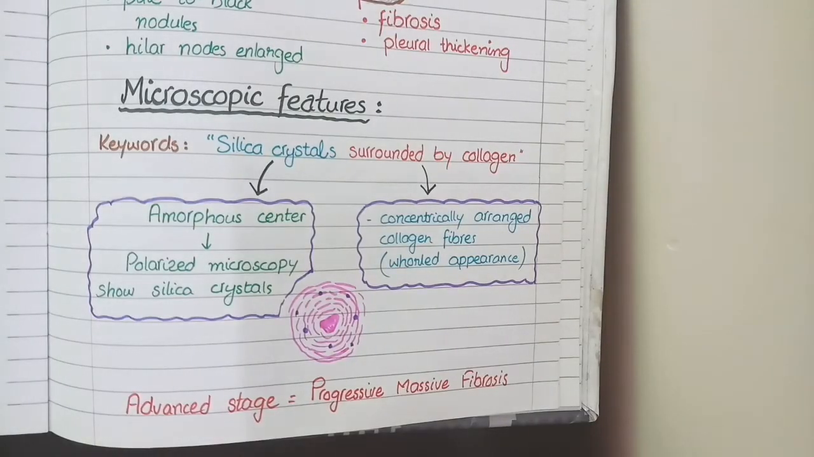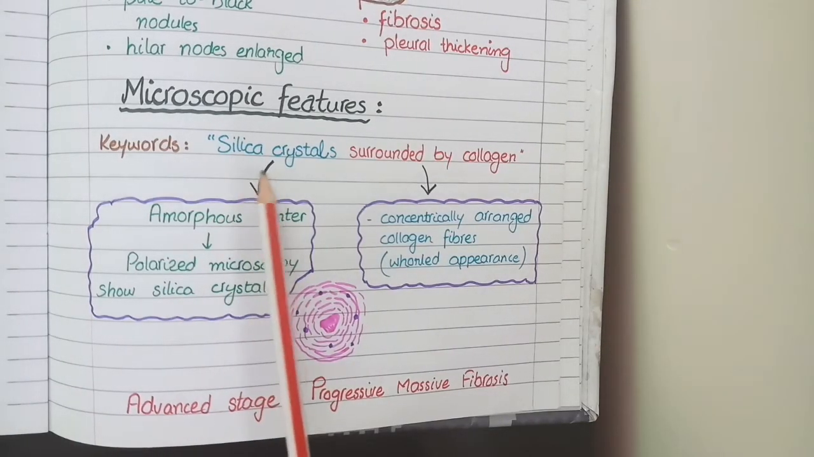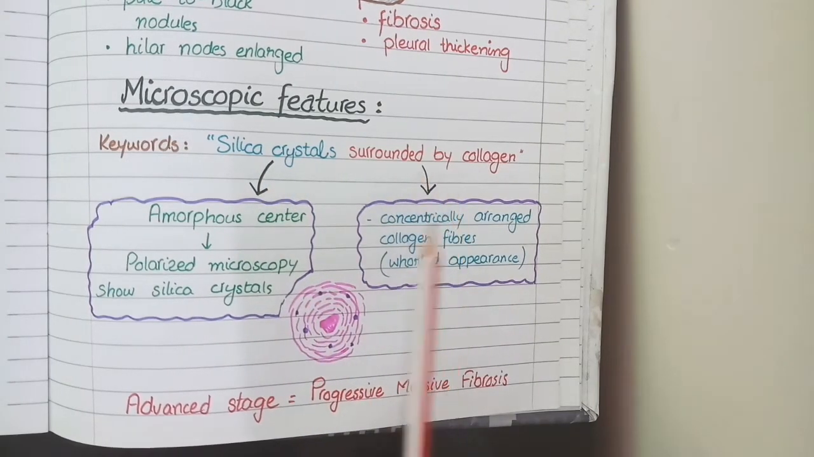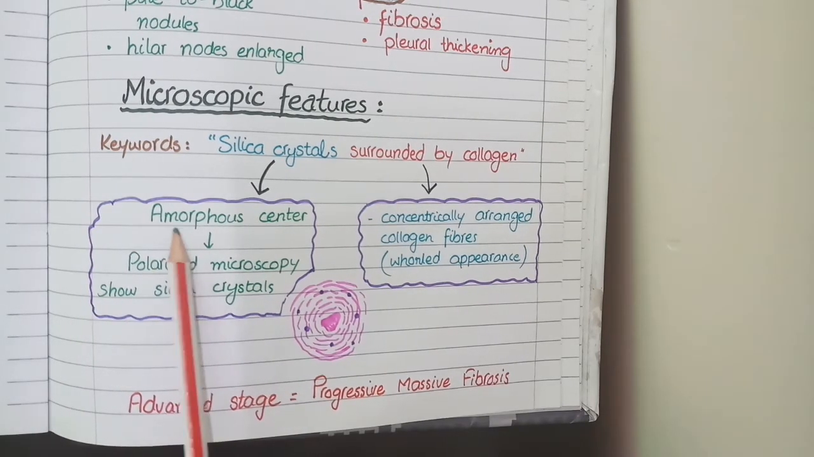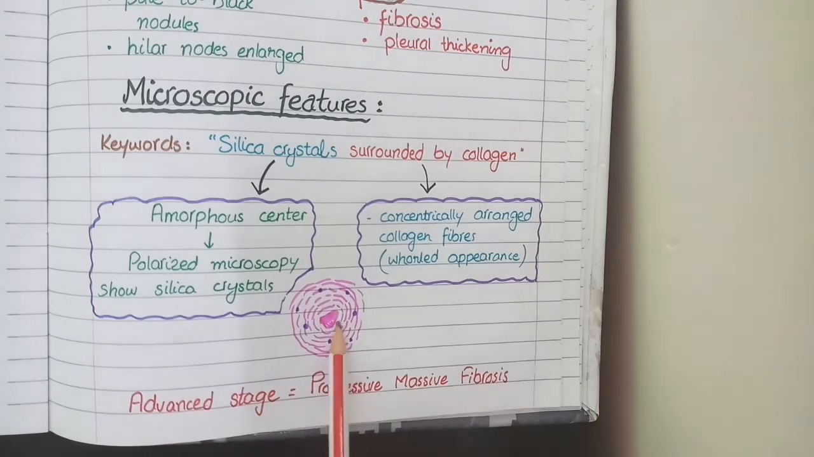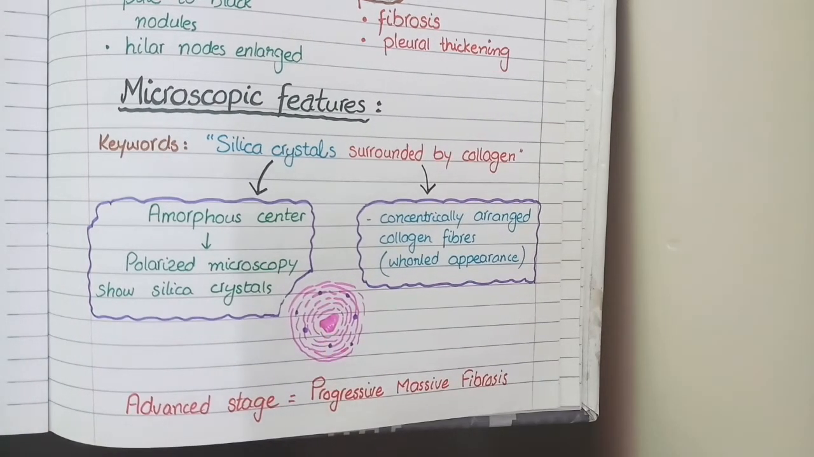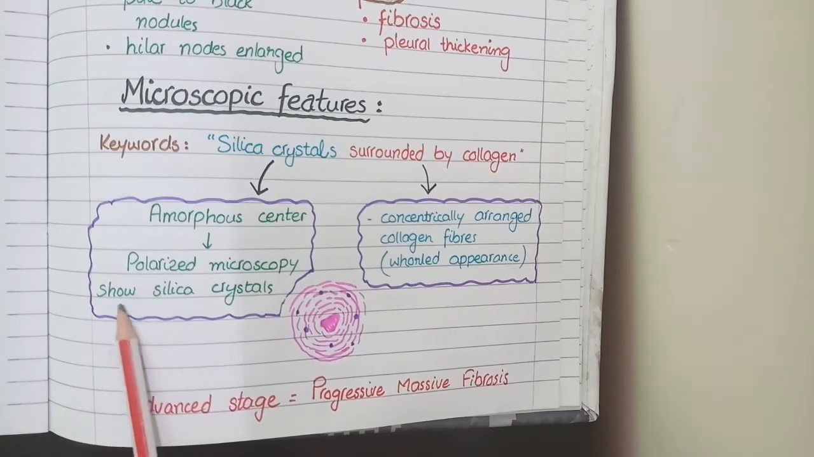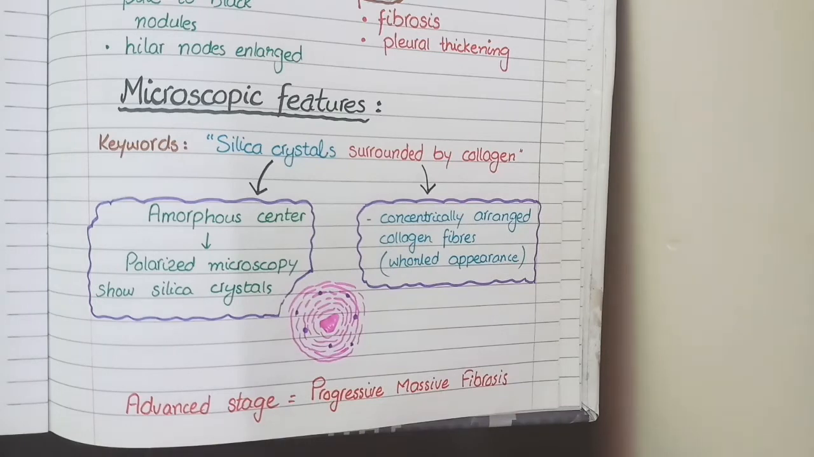For microscopic features of silicosis, the keywords to remember are silica crystals surrounded by collagen. The first keyword is silica crystals, and on microscopic picture you see silica crystals manifest as amorphous center. Amorphous center means that there will be just pink color region or cleft like spaces. And if you observe the slide with polarized microscopy, you will be directly able to see these silica crystals.